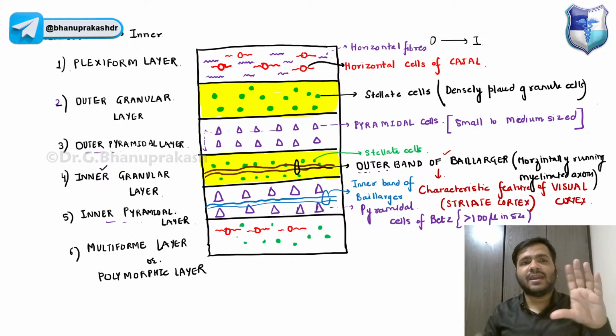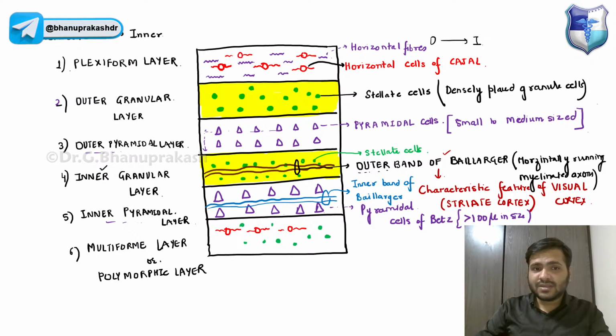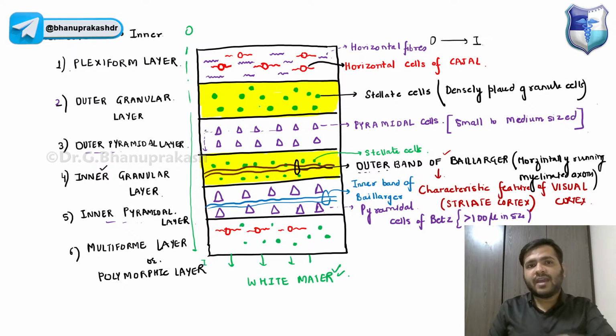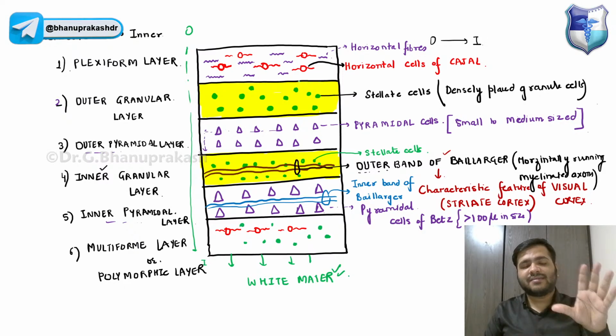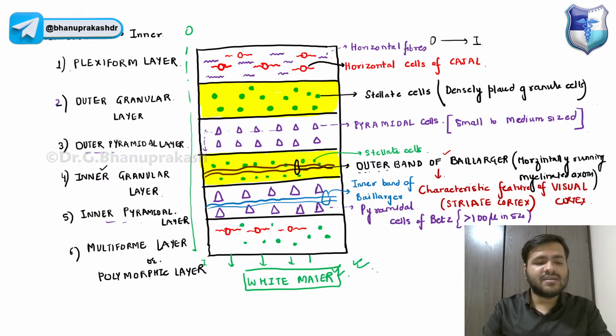What is this outer part? This is the cerebral cortex. The cerebral cortex is basically the gray matter, and it is continuing with the white matter below. From outer to inner, all these 6 layers of the cerebral cortex are gray matter. This multiform or polymorphic layer continues with the white matter also. So that is regarding the histology of the cerebral cortex.